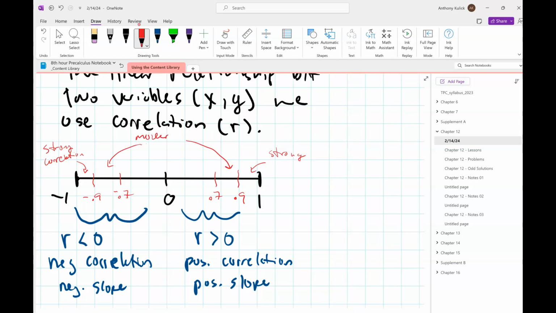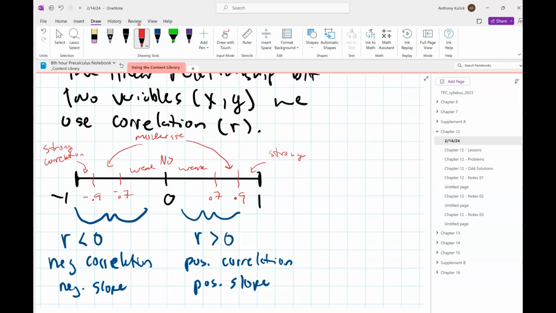Say from -0.9 to -0.7, or from +0.7 to +0.9, we'd probably call that moderately strong correlation. Between -0.7 and 0, and between 0 and 0.7, is typically weak. And at 0, we'd say there's no correlation at all.